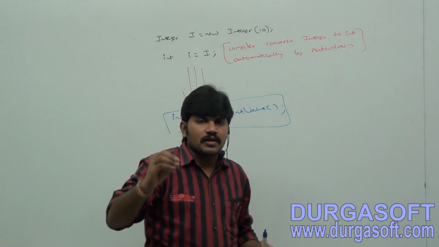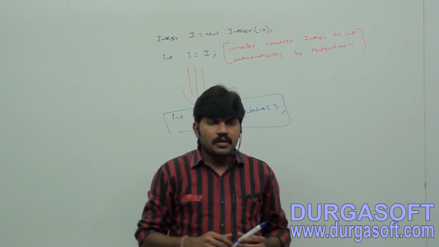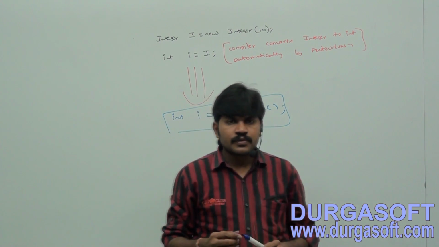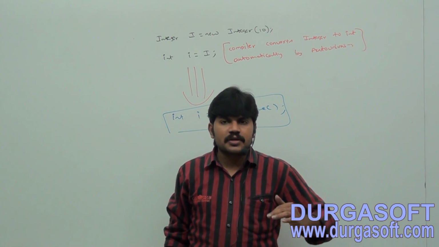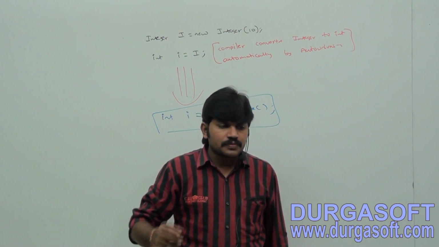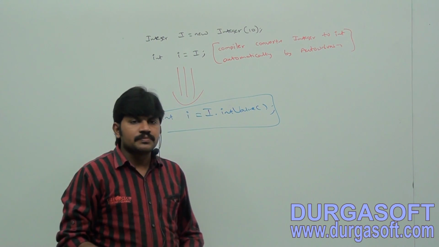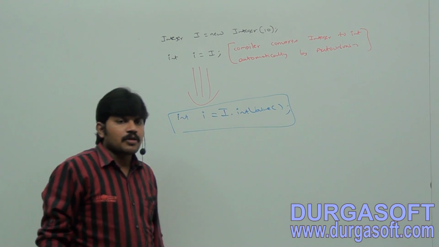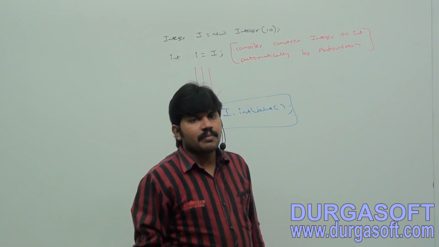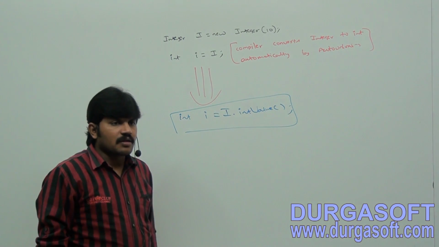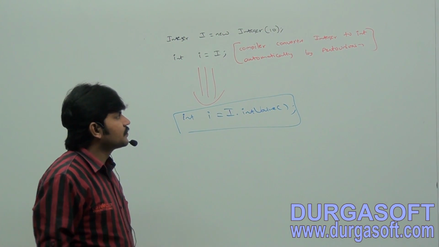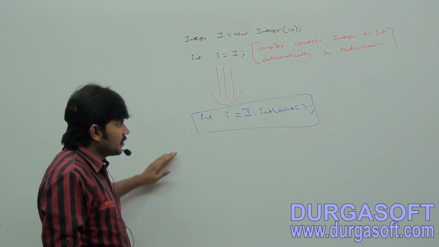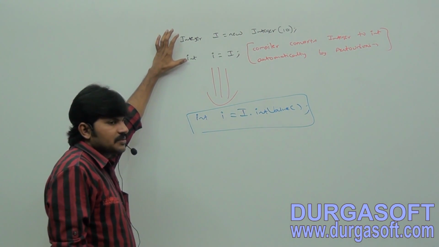Okay, add auto unboxing. Automatic conversion of wrapper object to primitive by compiler is called auto unboxing.